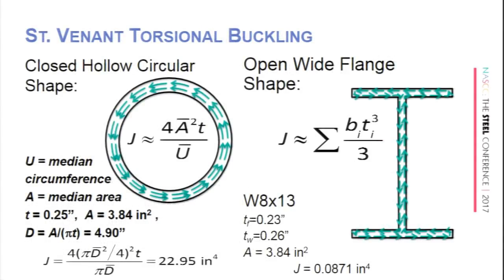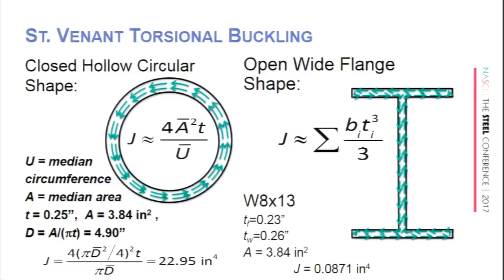And to numerically emphasize that point, if I have a closed section, our polar moment of inertia is approximately 4 times the average area of that cross-section squared times its thickness divided by the median circumference. And if we calculate J for this with these values, we get 22.95. So we have a value that we can calculate for this polar moment of inertia. So the GJ, we know at least half of that.